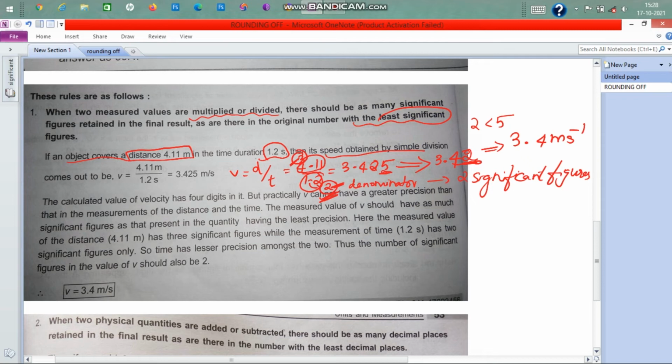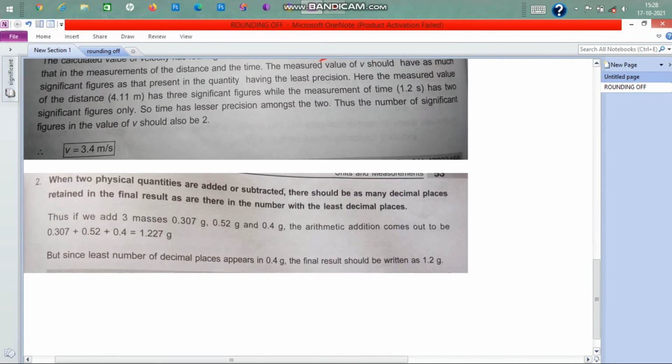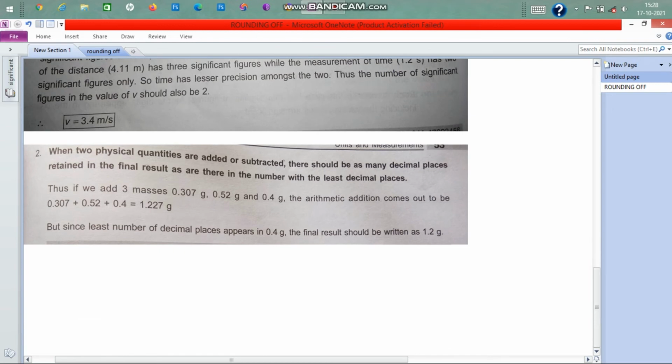Whereas in case of addition or subtraction, the rule is different. In addition or subtraction, the final answer must have the least number of decimal places. For example, the first mass is 0.307 gram, the second mass is 0.52 gram, the third mass is 0.4 gram. In the first mass there are 3 decimal places, here there are 2 decimal places, here there is 1 decimal place. Since the final answer must have the least decimal places, we must have the final answer with only 1 decimal place.